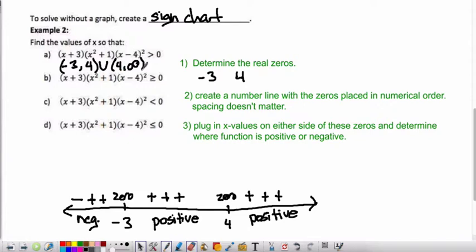and then to infinity. All right, where is it greater than or equal to 0? Well, now we are going to include that -3, and we are going to include the 4, so it's positive or equal to 0 the whole way from -3.